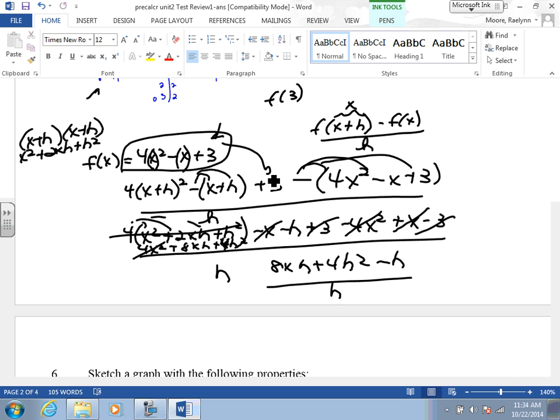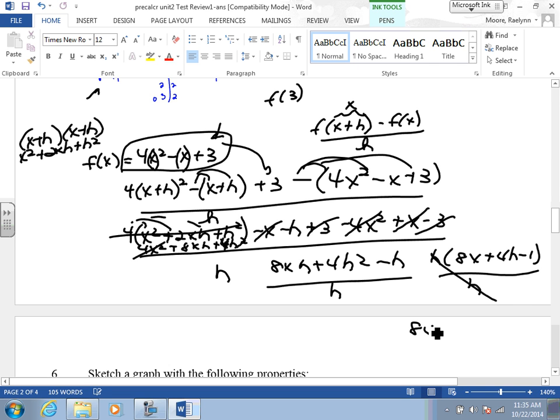You cannot parse out terms, but you can factor out an h. And now you can take out your h. So your answer is 8x plus 4h minus 1. Your goal was to eliminate that h, because h cannot be 0. So let's just eliminate it and not have any domain restriction. Substitution. Make sure you substitute, make sure you FOIL it out, make sure you watch your negative signs. Good?